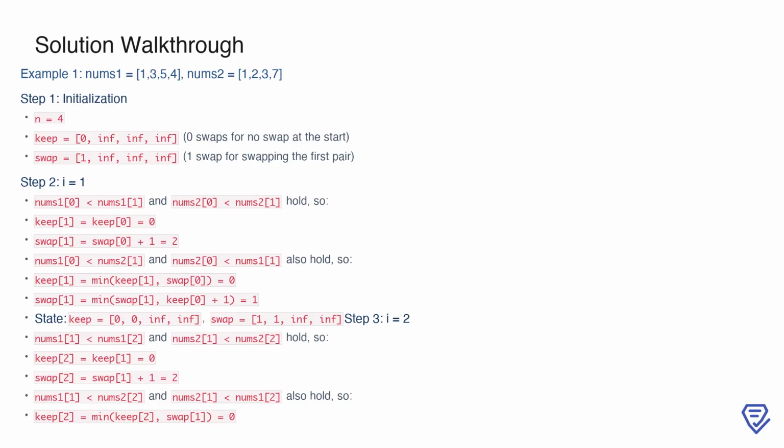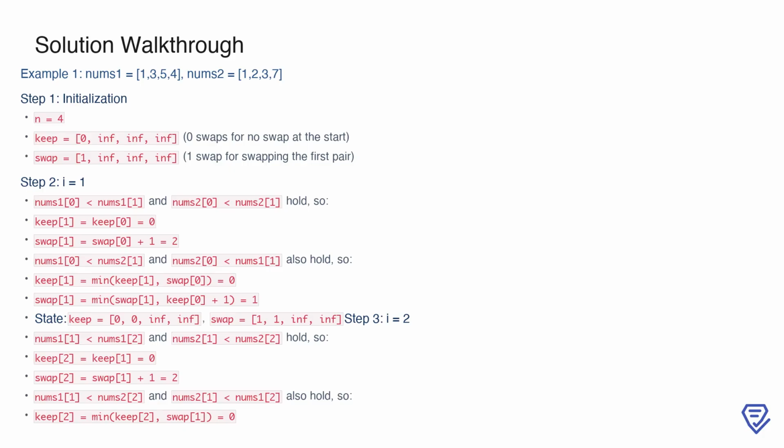At step i equals 1, we evaluate two conditions. First, both nums1[0] is less than nums1[1], and nums2[0] is less than nums2[1]. This means we can maintain the increasing order without a swap, so we set keep[1] equal to keep[0], which is 0. To account for swapping, we add 1 to swap[0], resulting in swap[1] being 2. Next, we check if nums1[0] is less than nums2[1], and nums2[0] is less than nums1[1]. This condition allows us to transition between the two arrays. Here, we update keep[1] to the minimum of keep[1] and swap[0], which remains 0, and swap[1] to the minimum of swap[1] and keep[0] plus 1, resulting in 1. At this point, the state arrays are keep equals [0, 0, infinity, infinity], and swap equals [1, 1, infinity, infinity].